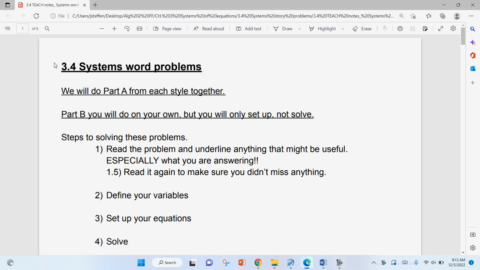All right, so we're going to get started on section 3.4, last section in this chapter. This is over systems with word problems. So it's the same thing. This whole chapter has been over systems. Now we're just doing it with word problems.